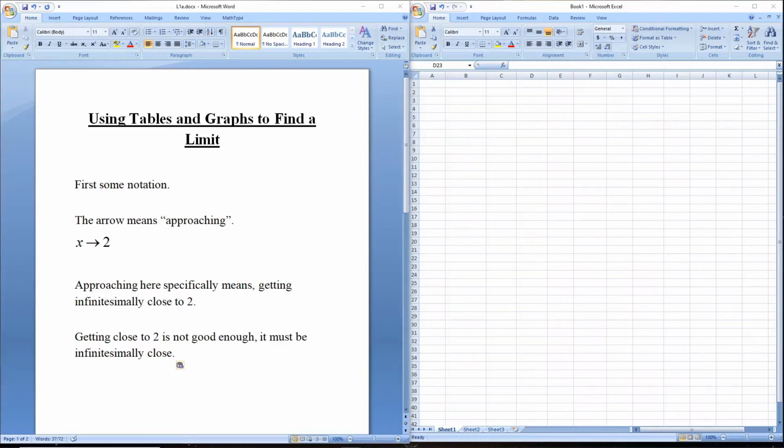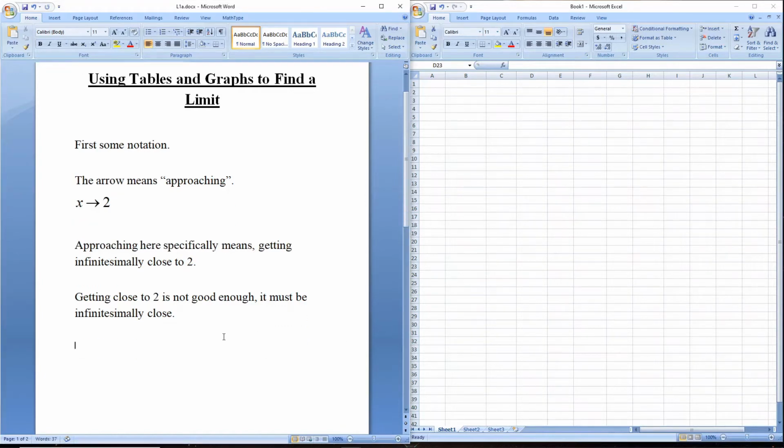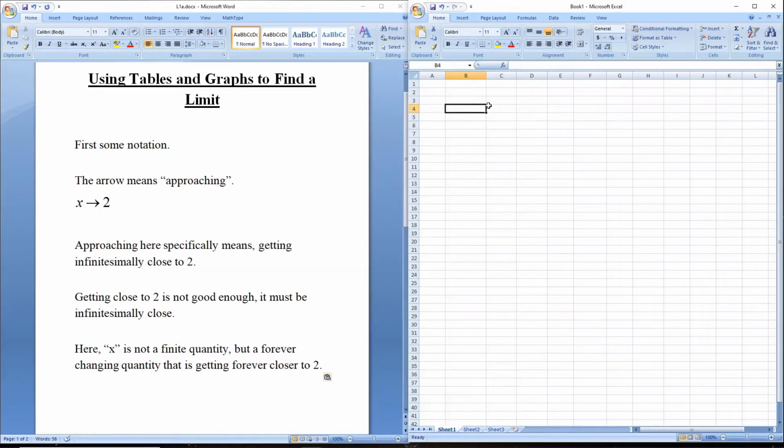So let me give you some ideas of how you would do that. And as a last statement I want to throw up here, that in this context here, x approaches 2, is that x is not a finite quantity here. In this case, x is now a forever changing quantity, and that it's getting closer and closer to 2. So let me use Excel here and just demonstrate some numbers that would express that idea.